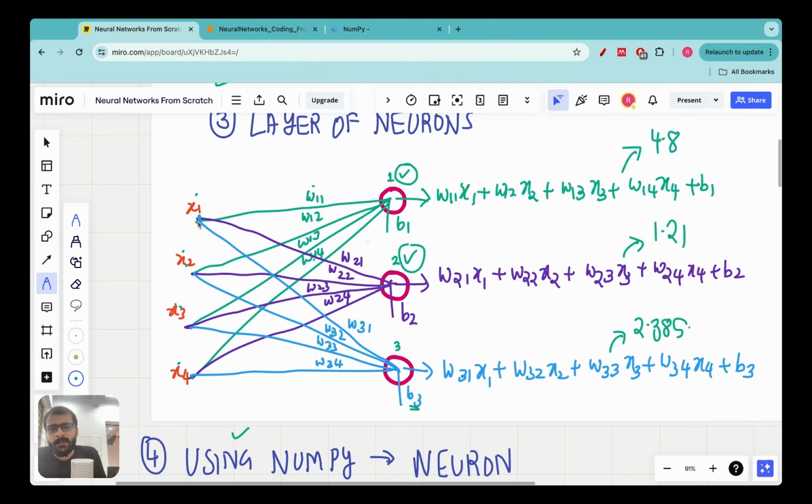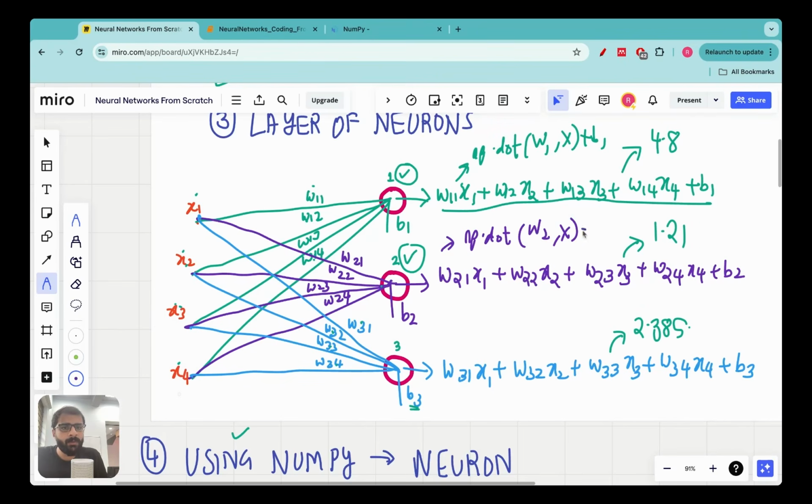It has four weights. From x1 it has weight w11, for x2 it has weight w12, for x3 it has weight w13, and for x4 it has weight w14, and the output is written as this. Now this can also be np.dot(w1, x) plus b1. Similarly, for the second neuron, the output can be written as np.dot(w2, x) plus b2. And similarly, for the third neuron, the output can be written as np.dot(w3, x) plus b3.